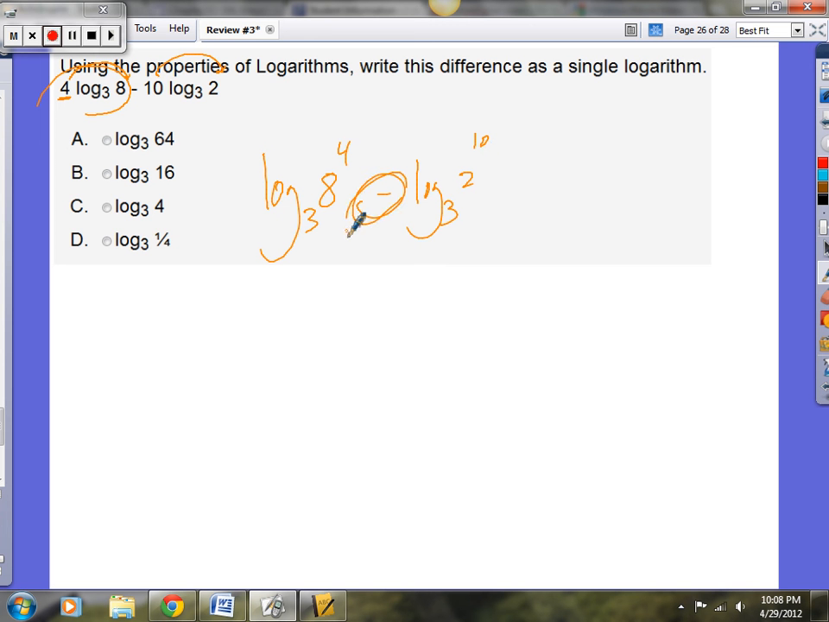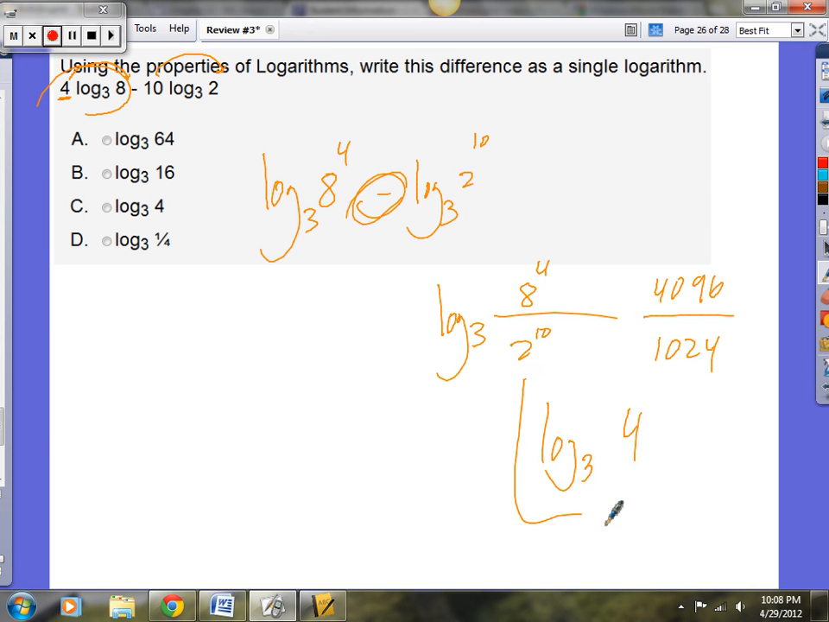Okay, now the subtract means you can rewrite those two logs as a single log, but you're going to take the log in base 3. You can take the first one, 8 to the 4th, and you're going to divide it by the second, 2 to the 10th. And I'm going to have to simplify it. 8 to the 4th is 4,096. 2 to the 10th is 1,024. So I'm going to divide that on my calculator. 4,096 divided by 1,024. And it is going to clean up pretty nice. It's just going to be log in base 3 of 4. So, C.